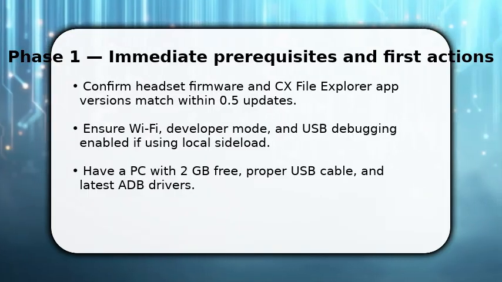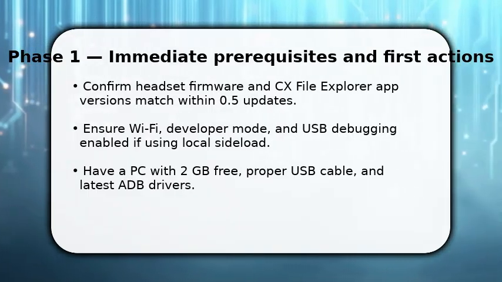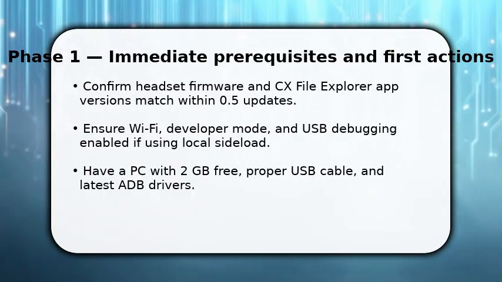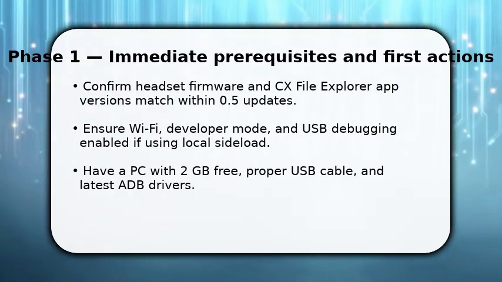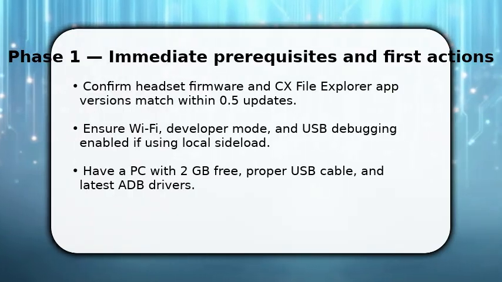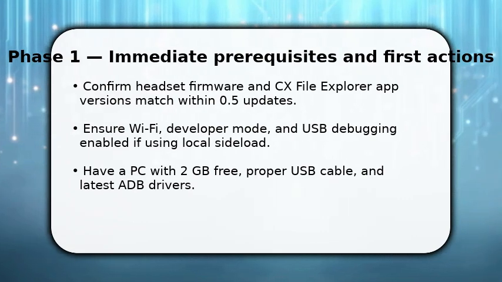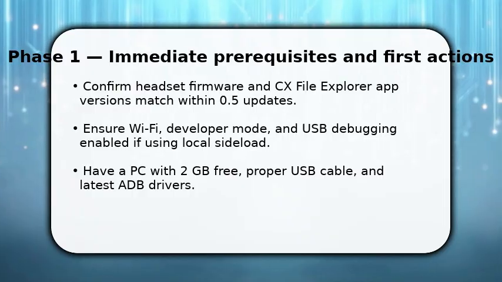If using PC sideloading, connect via a quality USB cable. Install ADB drivers on the computer and confirm 2 GB free storage. These steps prevent permission and transfer issues later. So don't skip them, and move to the next phase when all green lights appear.